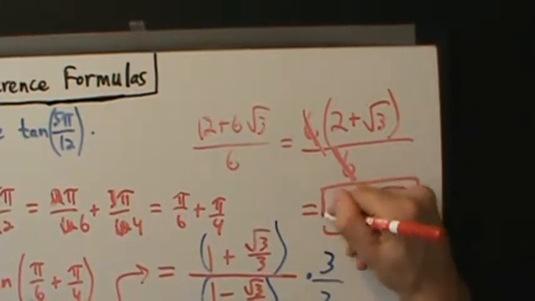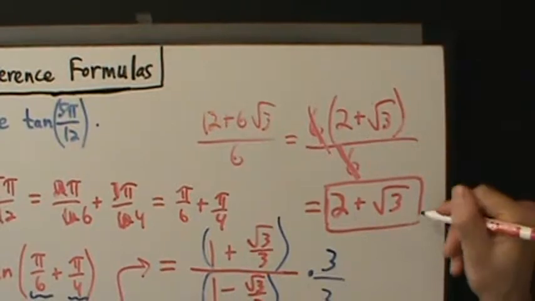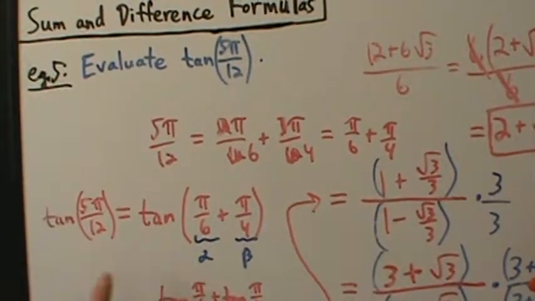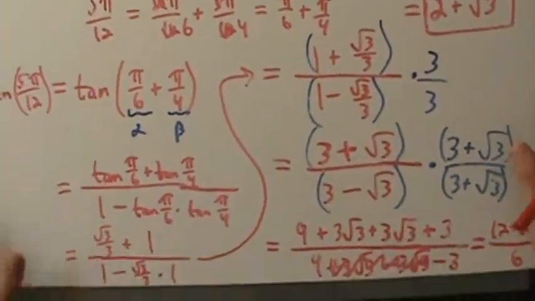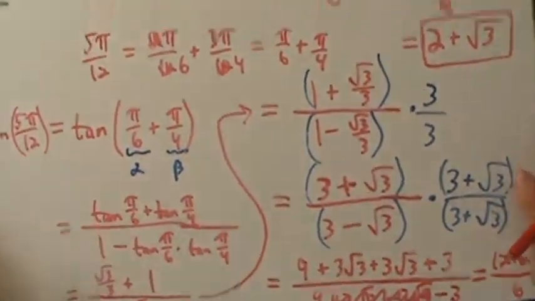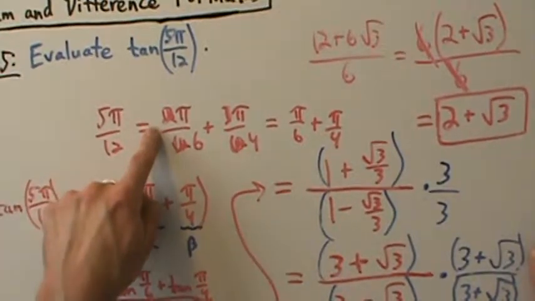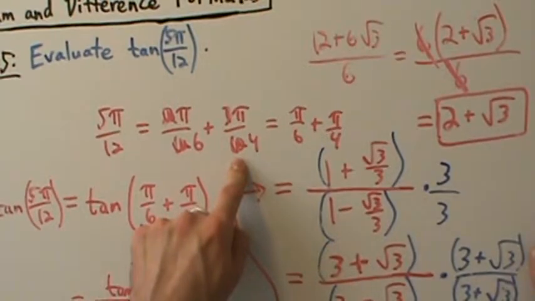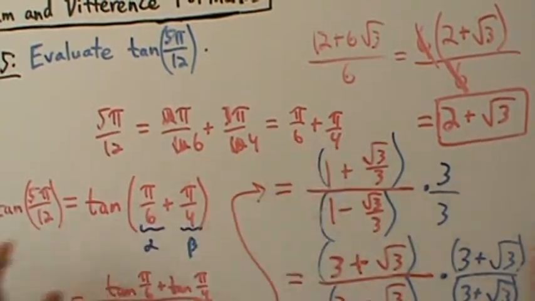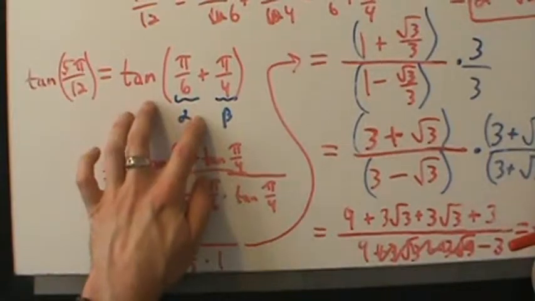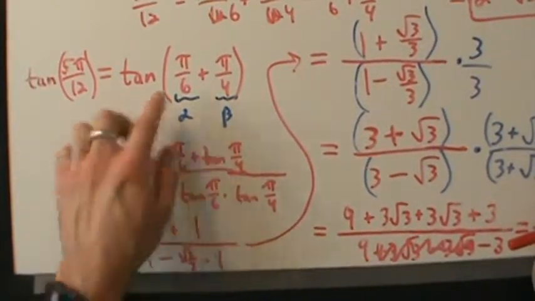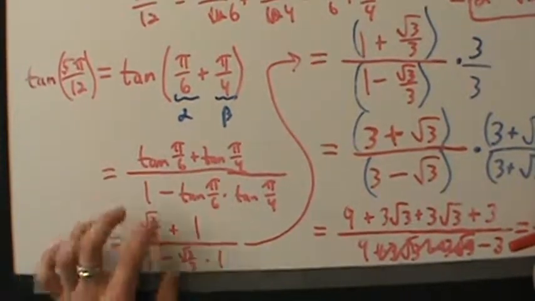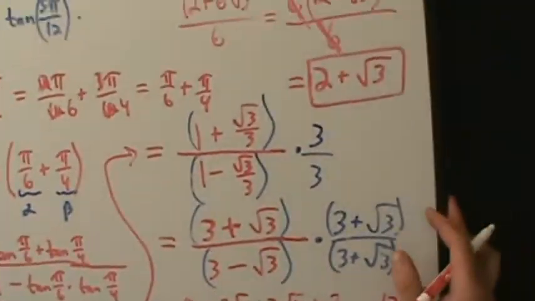So let's give that some space. Okay. So remember what we did is we just applied this tangent formula with tangent of alpha plus beta. And then we first split out 5 pi over 12 as 2 pi over 12 plus 3 pi over 12. 2 pi over 12 is pi over 6. 3 pi over 12 is pi over 4. So 5 pi over 12 is pi over 6 plus pi over 4. So then we use the sum formula for tangent. And that's what this is here. Then we just use the unit circle. Tangent of pi over 6 is root 3 over 3. Tangent of pi over 4 is 1. And we ended up with this mess here.